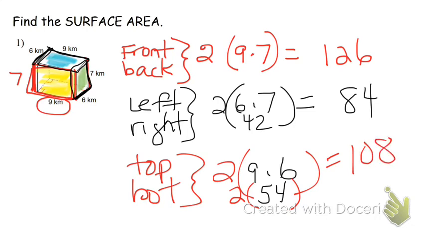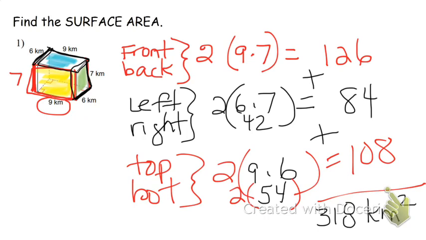Now that's the area of all the surfaces. So to find the total surface area, you just have to add all those numbers up. Add up all three numbers, this plus this plus this, and that will be your total surface area. So it's 126 plus 84 plus 108. My total surface area is 318 kilometers squared.